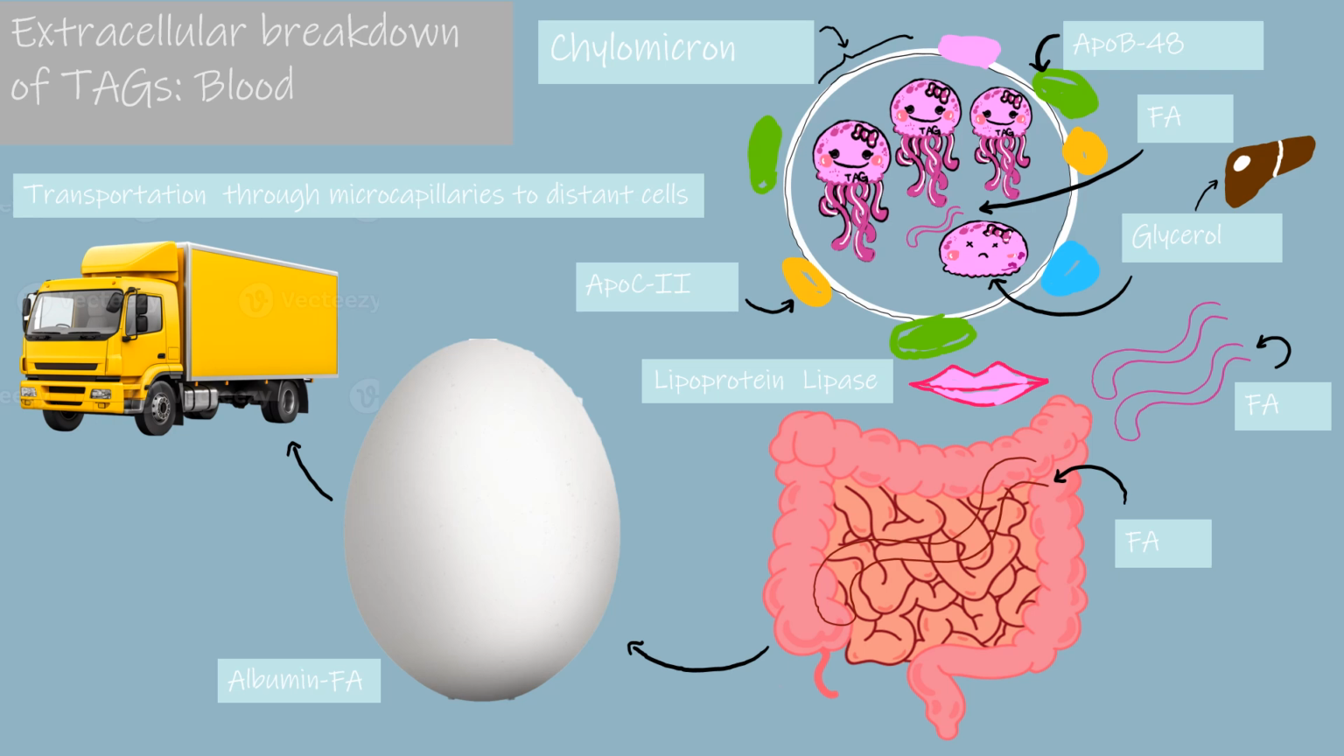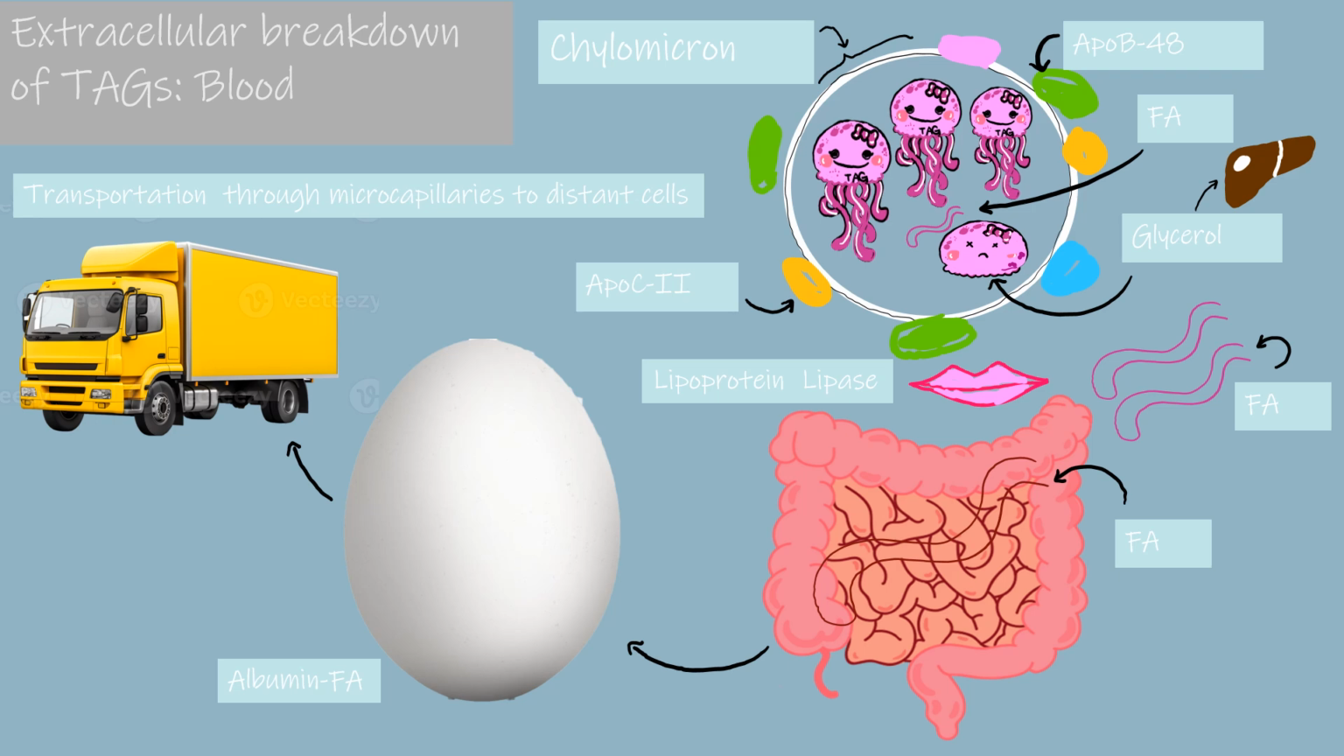ApoC2 binds with lipoprotein lipase on the endothelial cell, which we can again draw as our intestines. We drew lipoprotein lipase as a lip, so it's easier to remember. It binds the lip, and then our fatty acids enter inside, as we can see in the image. And not to forget, the glycerol goes to the liver, which is essentially going to the blood.